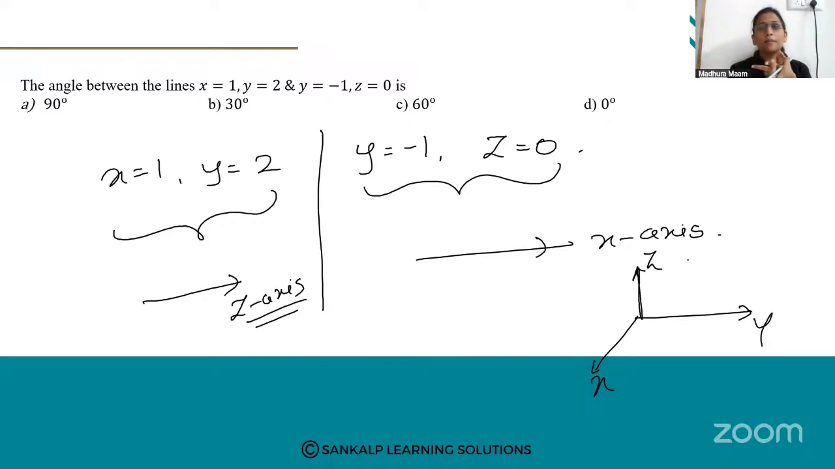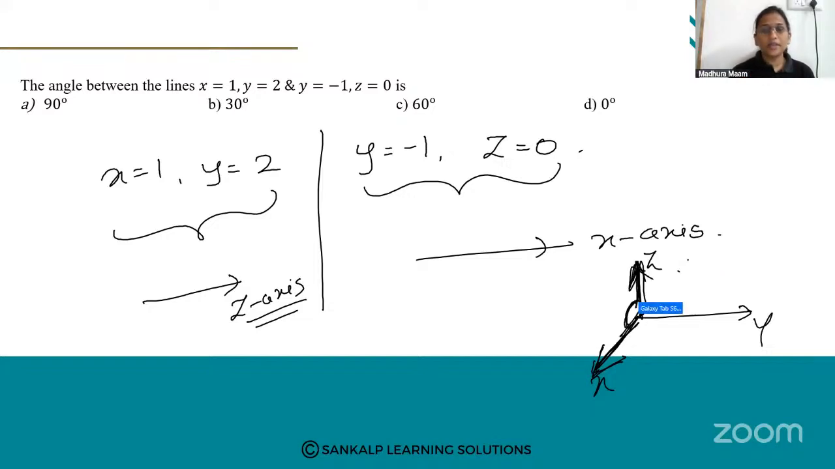Y and z are perpendicular to each other. Z and x are perpendicular to each other. Correct? So now, how is your line? One is parallel to the x axis, one is parallel to the z axis. X and z are perpendicular to each other. What is the angle between them?